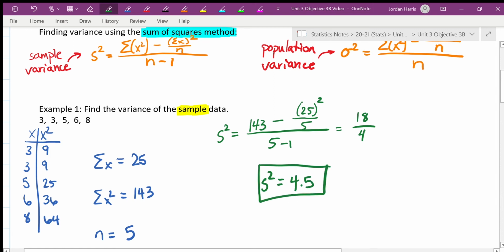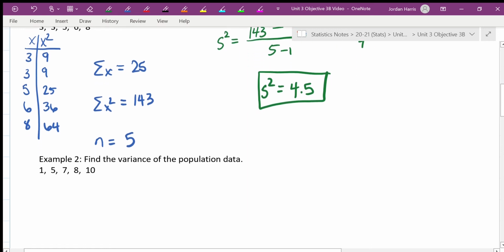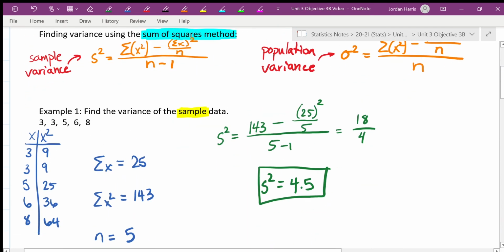Boom. Done. Notice how quick that was. We didn't have to find means. We didn't have to find the deviations. We just took the data values, squared them, and then plugged them into the formula. It's pretty easy if you know the formula. It makes it really easy.